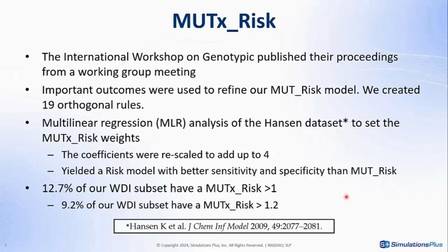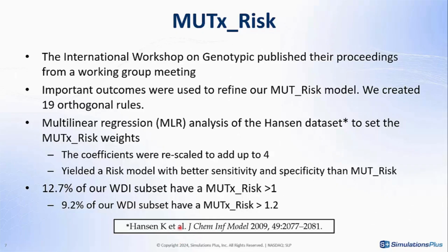More recently, there was a workshop on genotoxicity assays, and they published their proceedings from a working group. So we decided to use the results of that to refine our mute risk model, and we came up with a new risk called MUT_Risk_v2. This is in ADMET Predictor. You'll get both of these outputs in the risk tab. We ended up creating 19 rules here, and then to get the scores for those, we applied our models to a Hansen data set from this publication here.